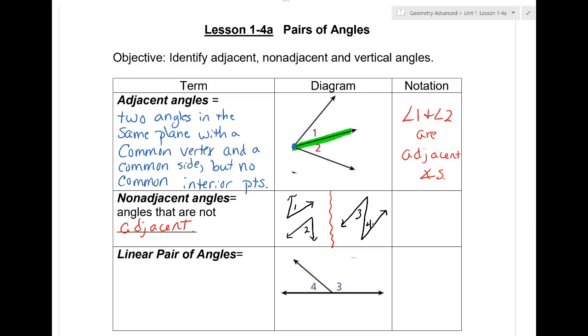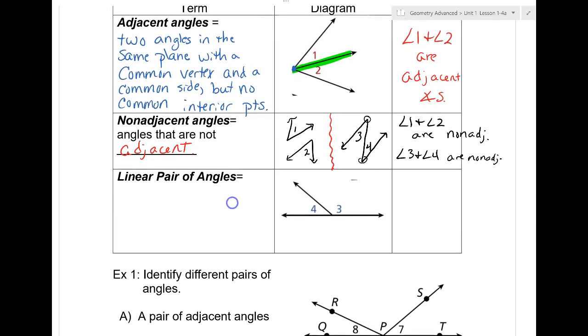Does that make sense? In this case, it's all about the vertices. So can I keep it that way? So we can say angle 1 and angle 2 are non-adjacent. And by the way, I abbreviate a lot. And angle 3 and angle 4 are non-adjacent. Make sense? All right. Next definition for you guys.